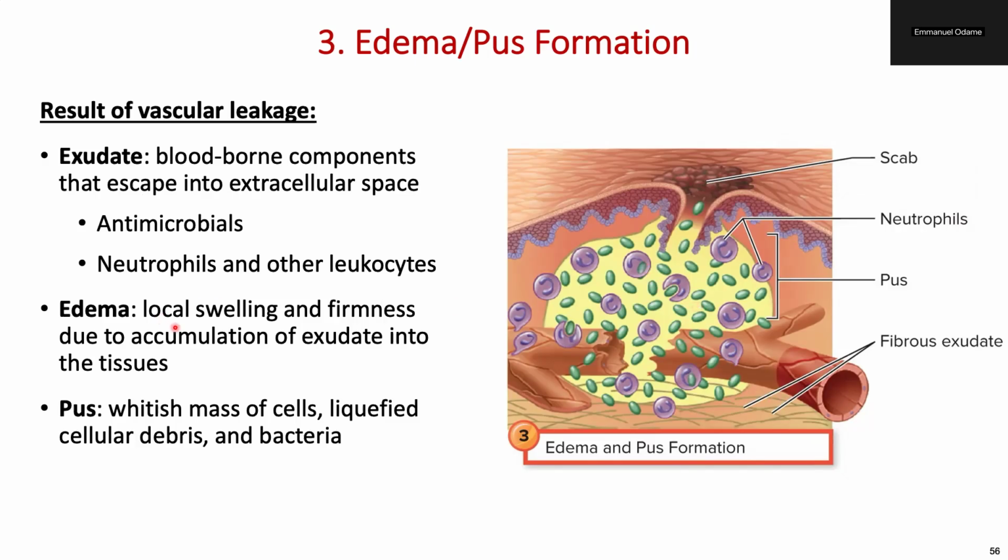So edema basically means local swelling or firmness due to accumulation of the exudate in the tissue. The exudate is the stuff which is secreted from the blood vessel to outside of the blood vessel, to the site of injury. And then pus, or pus, depending on who is saying it, is the whitish mass of liquefied cellular debris, and also the bacteria. So everything which is mixed together is the pus.